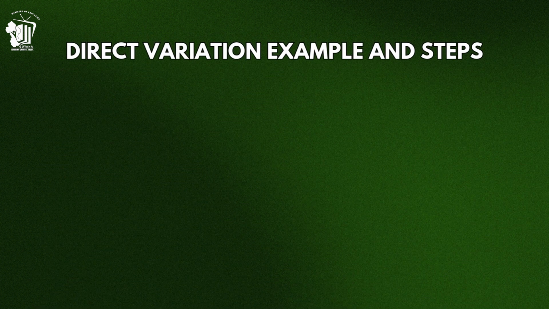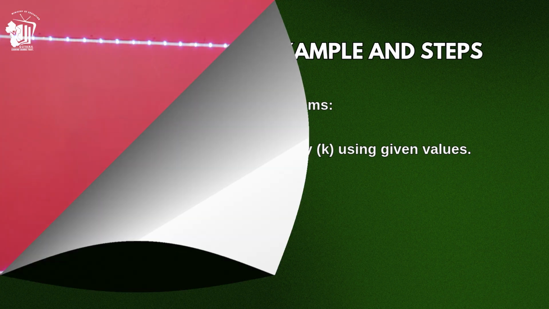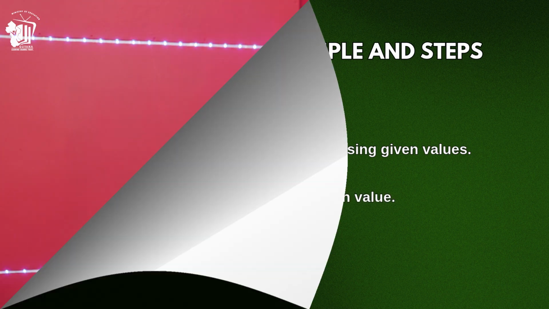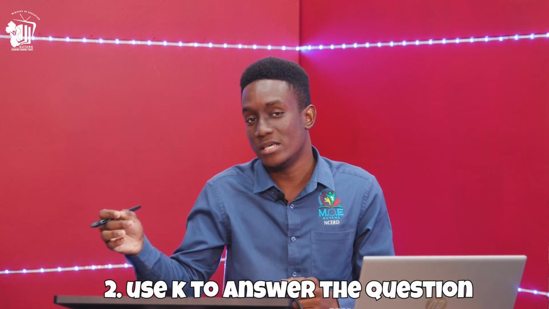So let's look at how we deal with questions involving direct variation. First of all, we identify the constant of proportionality, which is k, using the given values that you will have in the question. After you finish finding that k value, which is the first thing you should find, you then use the formula y equals kx to solve for the unknown. So step one, you find k. Step two, you use k to answer the question. Let's look at an example.